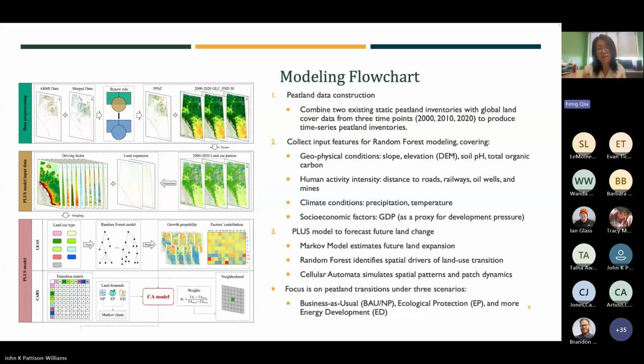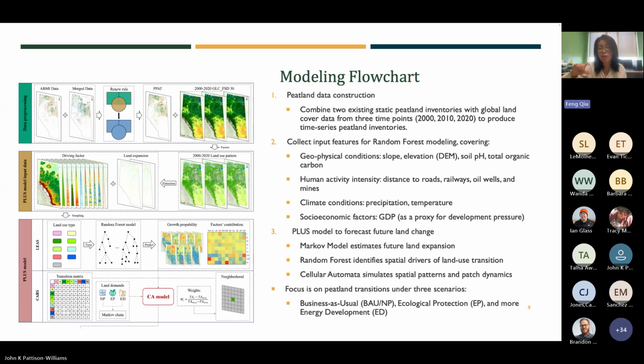That's the first step. In the second step, we try to find the potential drivers of the land use change, from the geophysical aspect, the socioeconomic aspect, and the climate aspect. We collect the relevant information and use it later for training the random forest land use model. And the final step involves the actual modeling. We use the PLUS model, the patch-level land use simulation model.